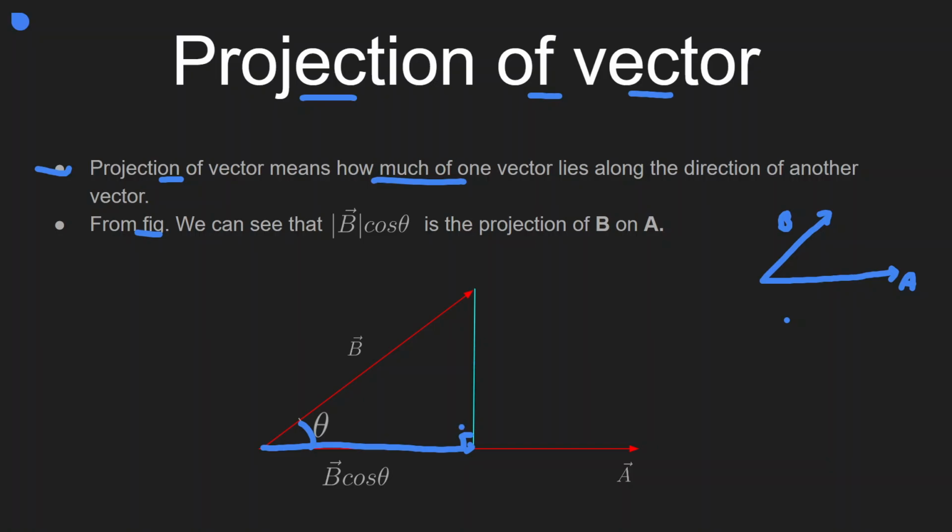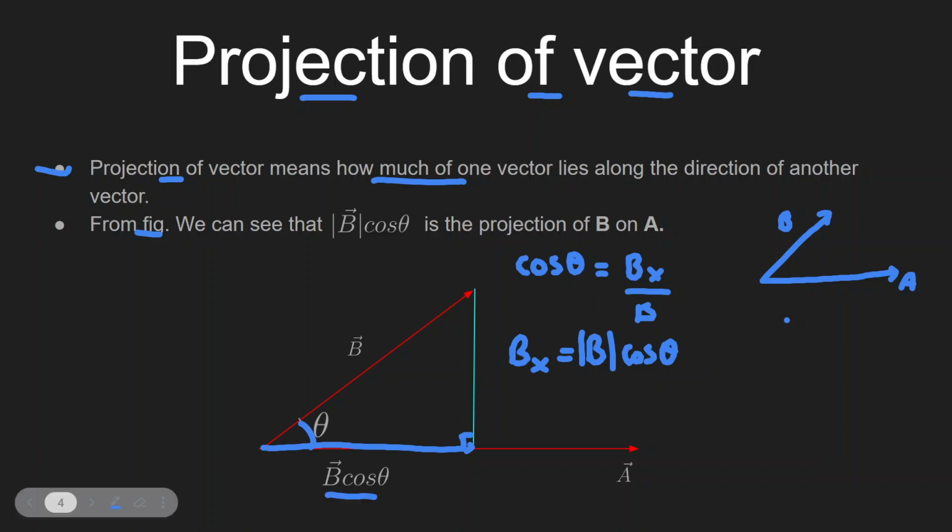If we see this triangle, this is theta. So we can write cosine of theta is equal to, say this component along A is bx, divided by, adjacent upon hypotenuse, that is b. So we get bx is equal to b magnitude cosine of theta. So this is what we write, b cos theta. We can see that b cos theta is the projection of B on A.